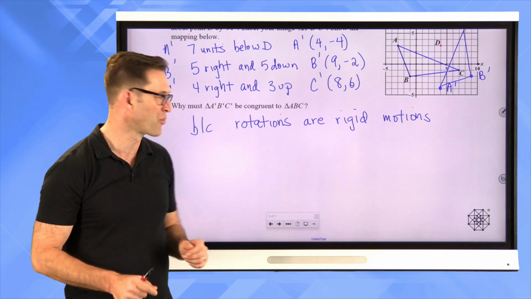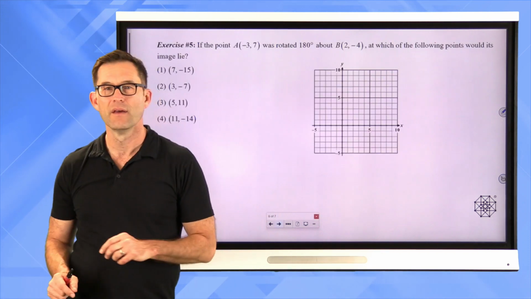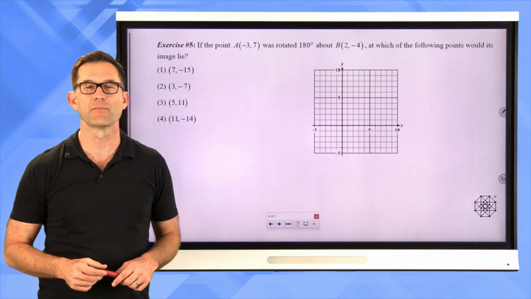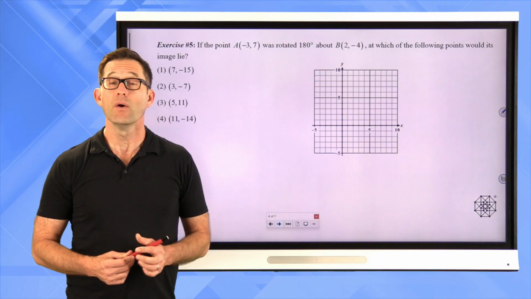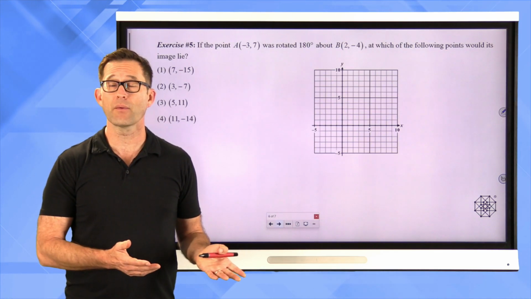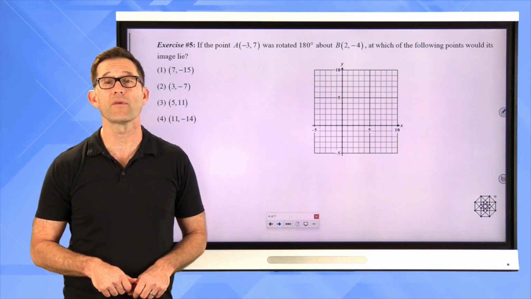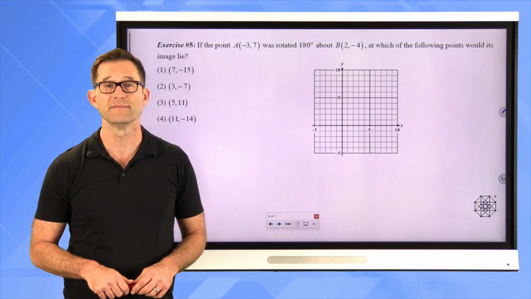All right, let's do one more problem and then wrap this lesson up. Nice little multiple choice problem, exercise number 5. If the point A, -3, 7, was rotated 180 degrees about B, which is at 2, -4, at which of the following points would its image lie? All right, well, I'd like you to pause the video right now, play around with this problem, see if you can figure out where the image of point A would end up lying.